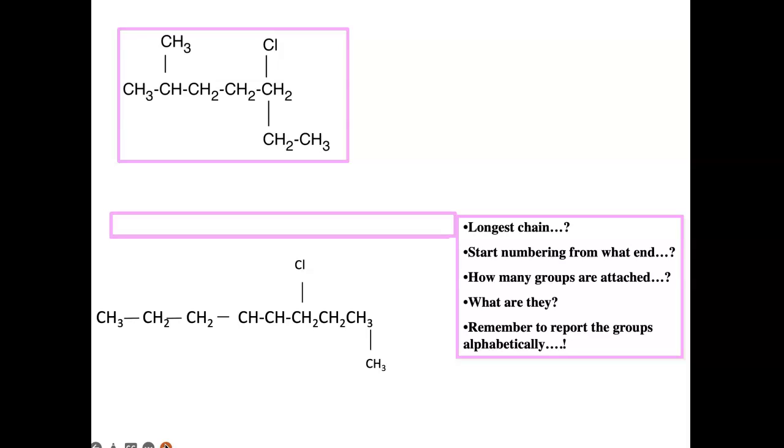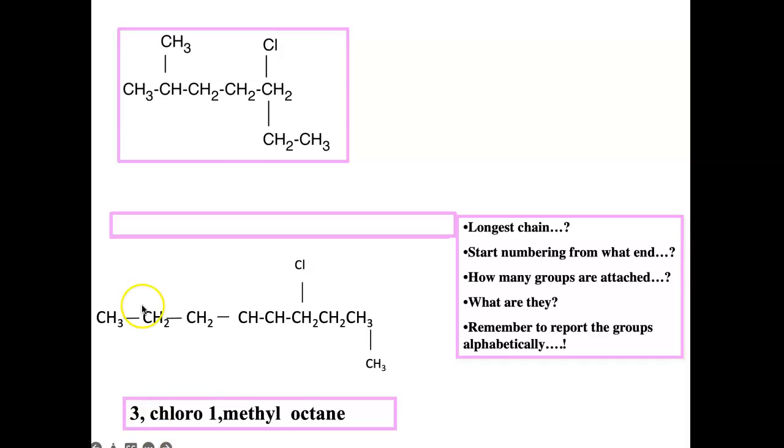Again, same procedure, longest chain. We're going to do the one at the bottom first. Notice that our longest chain was 1, 2, 3, 4. Oh, sorry, that's 3, 4, 5, 6, 7, 8. So that's oct. And because we have all single bonds, it's octane.